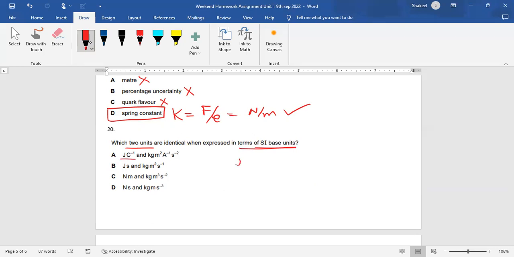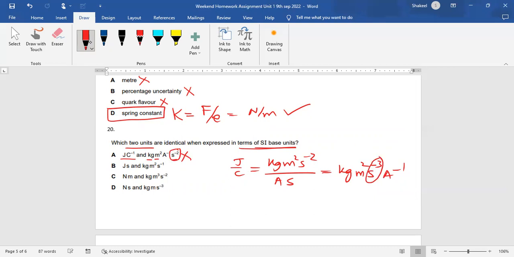Joule per coulomb. Joule is kilogram meter squared per second squared, because this is the unit of energy. Coulomb is ampere second. So you convert that: kilogram meter squared s to the minus 3, A to the minus 1. So we get s to the minus 3, and over there we have s to the minus 2. So A is not the option.